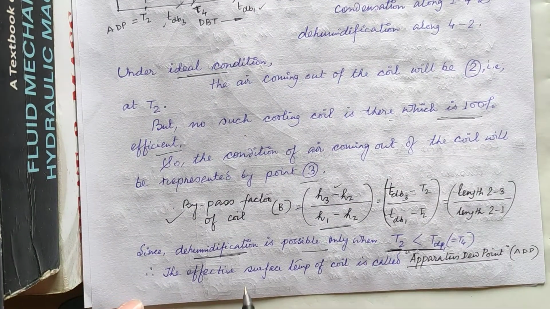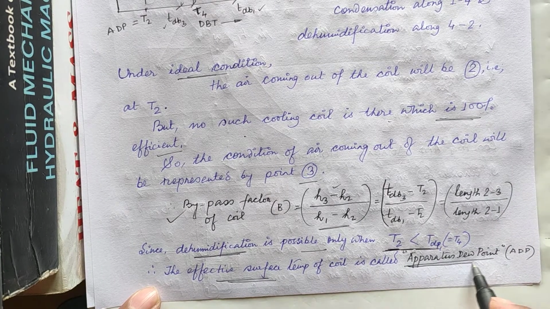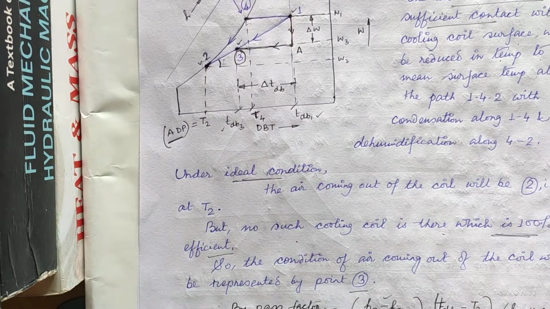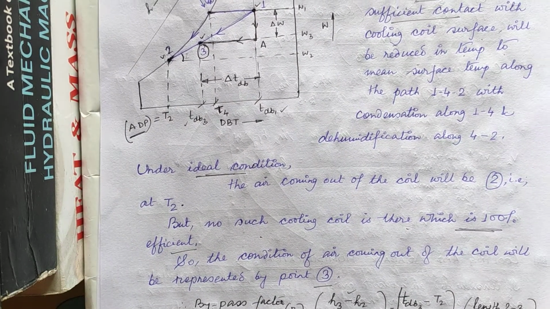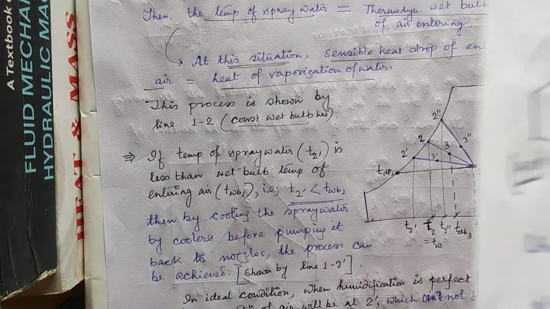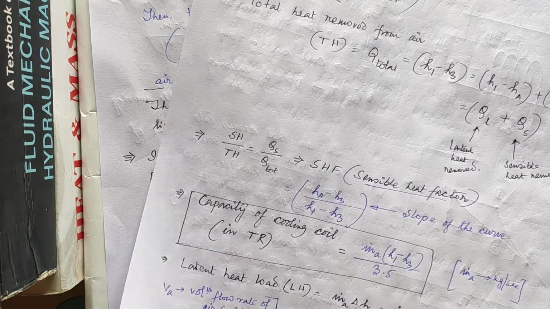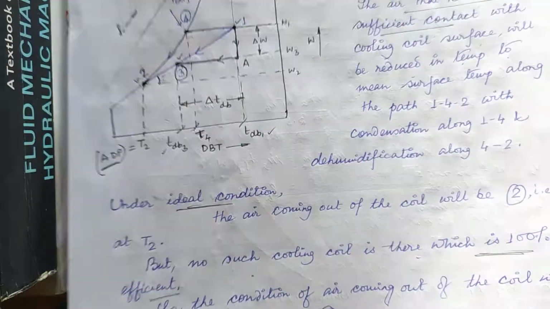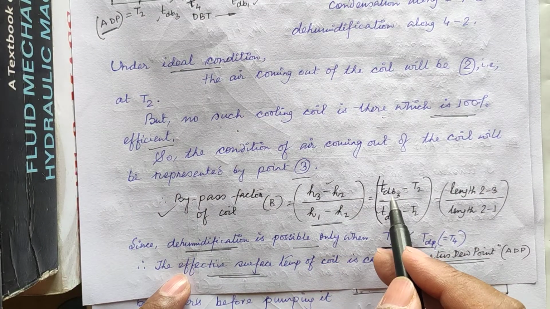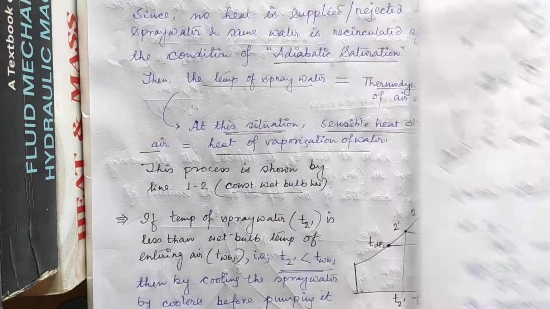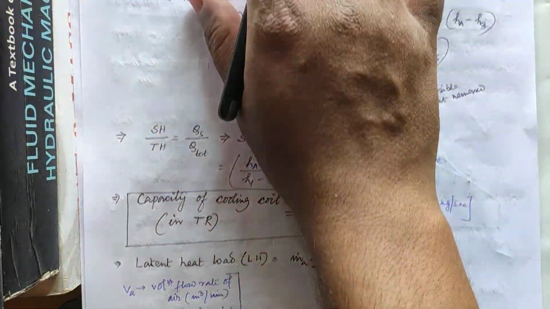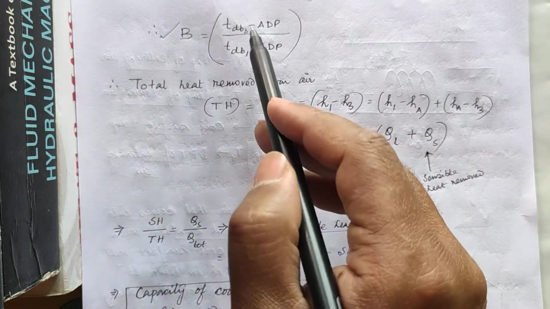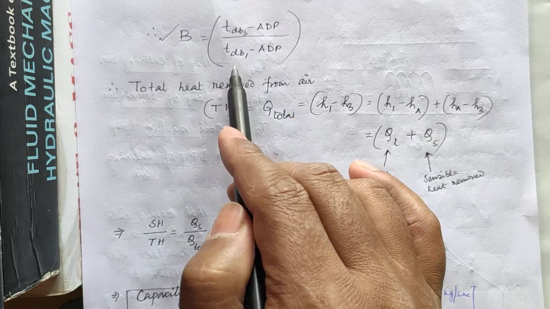That is why this effective surface temperature is known as apparatus dew point, which is denoted by this point ADP, apparatus dew point. That is the effective surface temperature of the coil. So previously we have denoted that bypass factor equals (T3 minus T2) by (T1 minus T2). So if T2 is equal to T_ADP, that is the apparatus dew point, then the bypass factor will be denoted as (TDP3 minus ADP) by (T1 minus ADP).